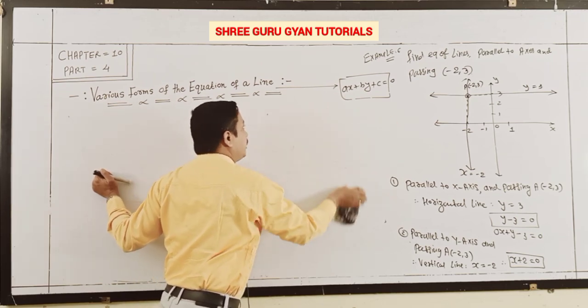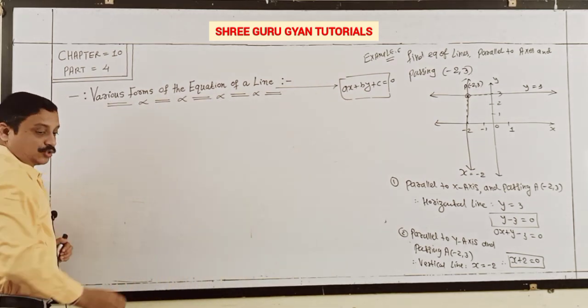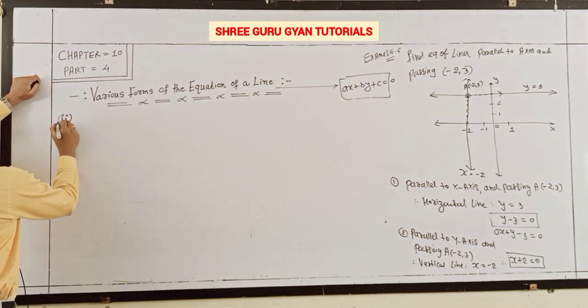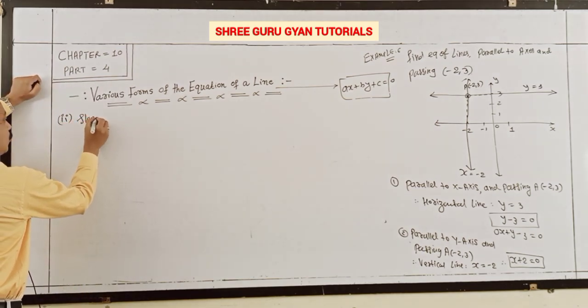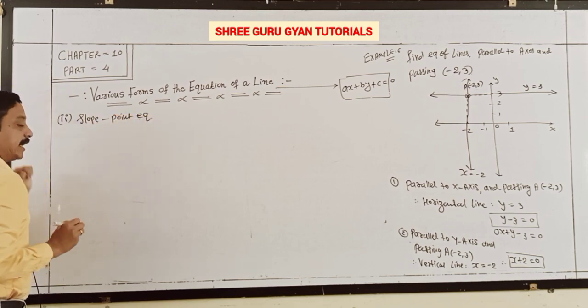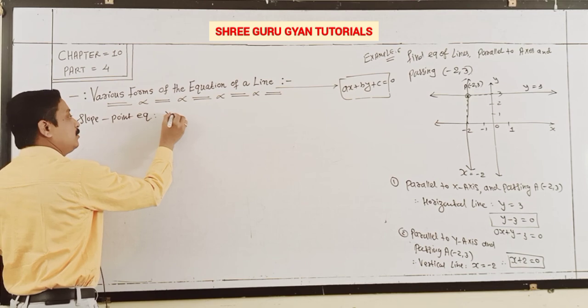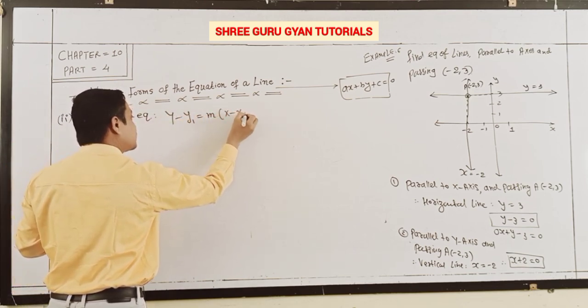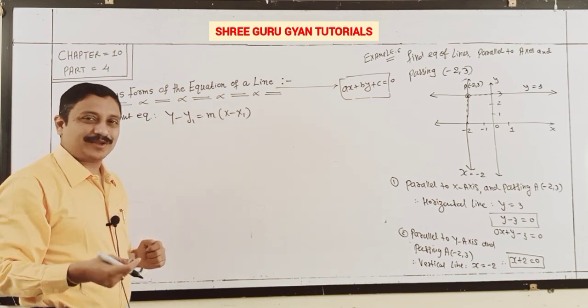Yes, remember the main points by heart. So our point 2, the slope point equation, and that's the formula: y minus y1 is equal to m times (x minus x1). Don't worry, I will explain that.